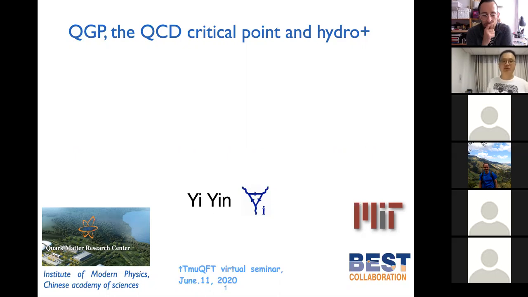Some properties of Quark-gluon plasmas. Some of the work reported here is supported by the BEST collaboration, which stands for Beam Energy Scan Theory collaboration, and also from my time at MIT as a postdoc. But now I'm at the Institute of Modern Physics, Chinese Academy. This is our planned new campus, where we also wish to build a fixed target heavy ion collision program. Maybe I will explain it a little bit.